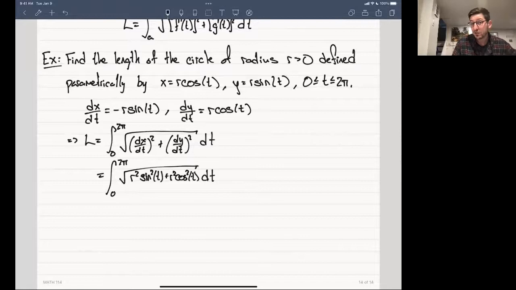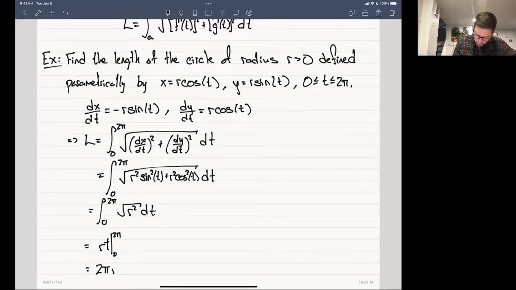And now we've seen this trick a lot, right? We can factor out an r squared. We get cos squared plus sine squared, or sine squared plus cos squared, which is equal to 1. And so we go 0 to 2 pi square root of r squared dt. Because r is positive, this just becomes r. And so this becomes rt from 0 to 2 pi, which is equal to 2 pi r.